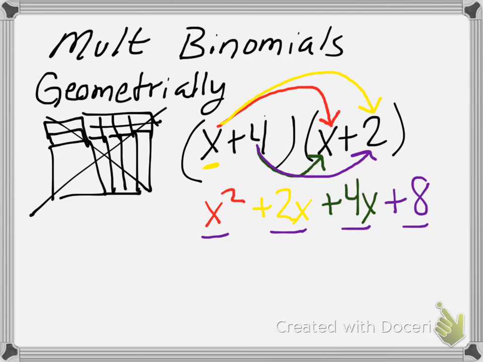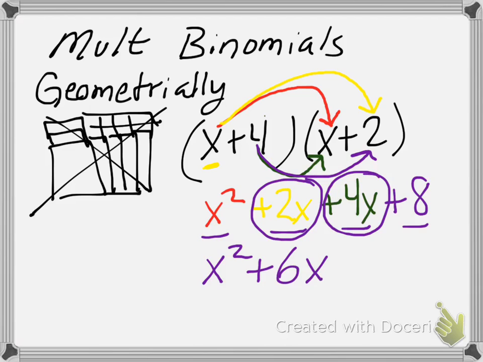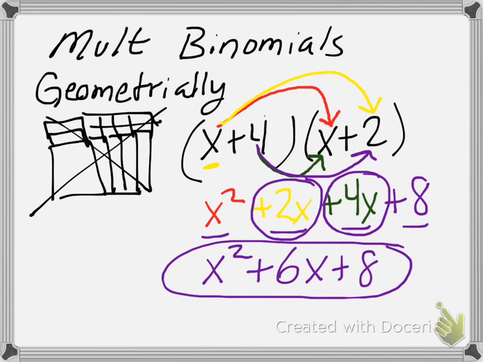Okay? So after those 4 terms, you need to look at that and say, well, can I put anything together? Is there anything that's alike? 2x and 4x are like terms because they both end in x. They both have x as a variable, and the exponents are the same. So I can put them together. So I have x squared plus 6x, because the 2 plus 4 is 6, plus 8. So this right here is my simplified answer from my binomial times my binomial.